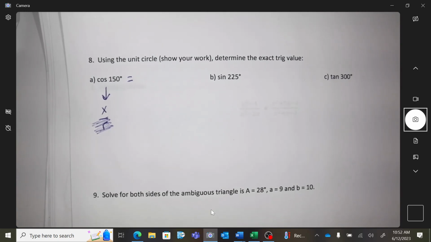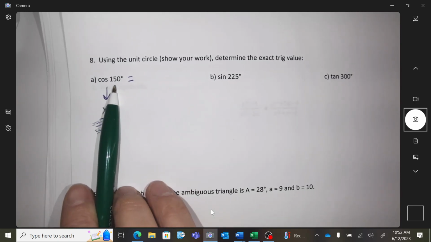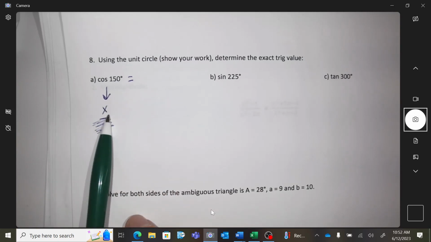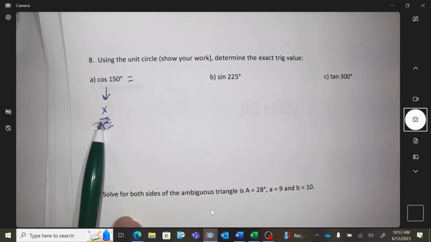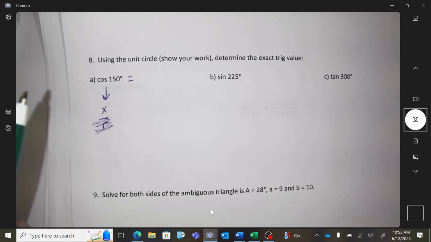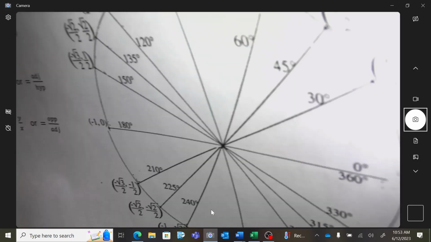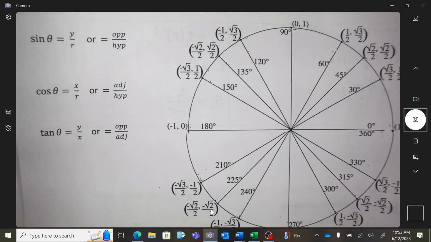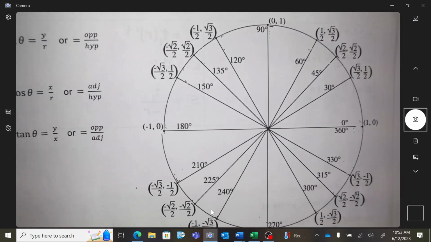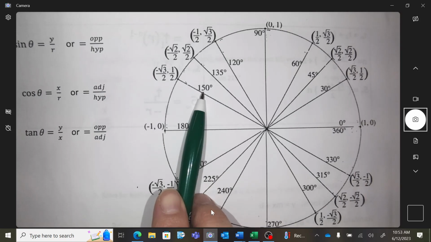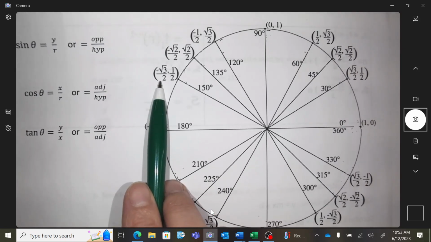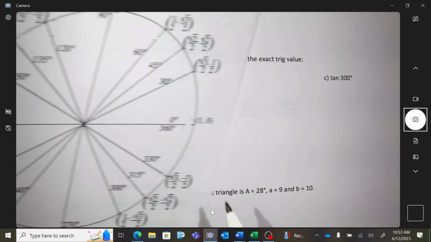Okay. So basically I need to go to 150 degrees and I need to find the x value. So can you go to 150 degrees? This is a no calculator question. If you answer with a decimal, you get 0 points. So don't do that. Go to 150 degrees. What is the x value? And you write that down. That's it. That's your answer.